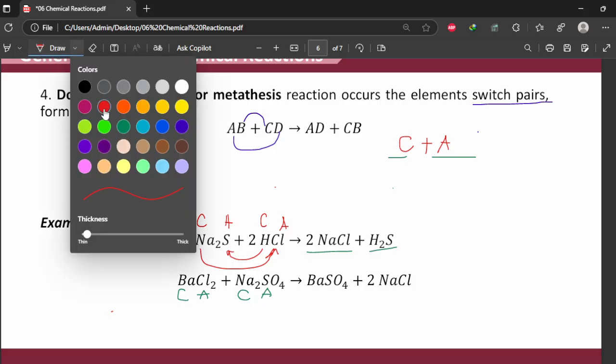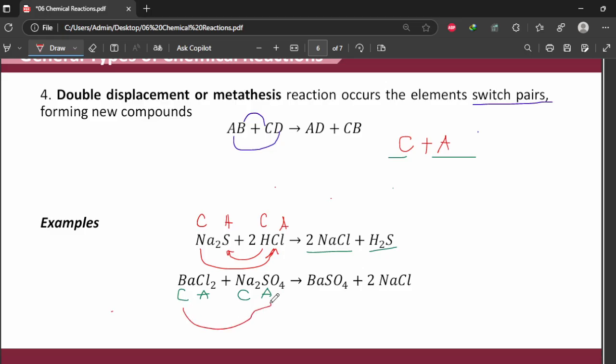So when it comes to switching pairs, si barium kukunin niya si sulfate, and then si sodium kukunin niya si chloride. And that's the reason why we were able to form barium sulfate, cation, barium, sulfate, anion, and then we have sodium chloride, which is sodium cation, and then chlorine as your anion.